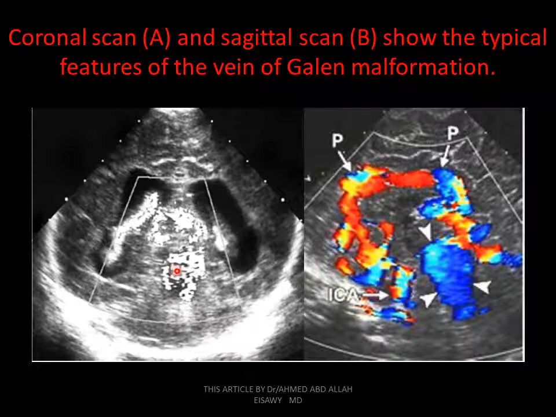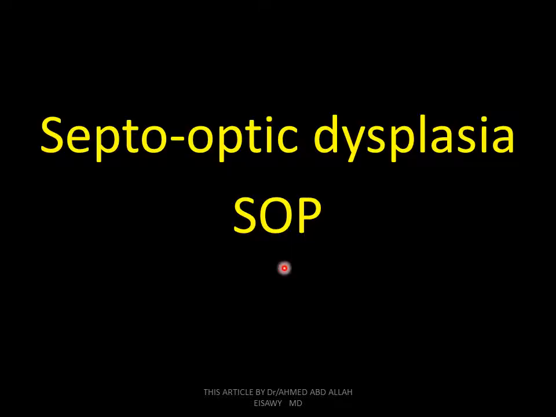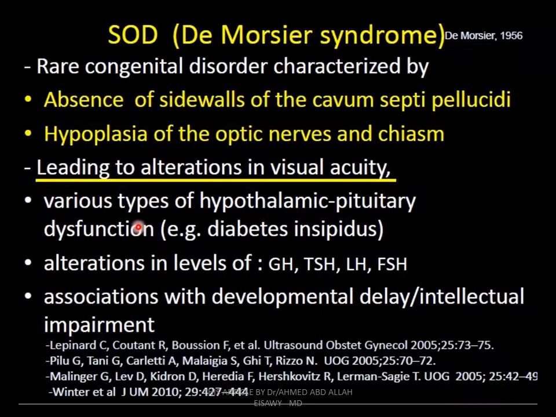Coronal and sagittal images show typical features of vein of Galen malformation. Septo-optic dysplasia, from its name: septo, septum pellucidum; optic, optic chiasma atrophy; septum pellucidum agenesis, septo-optic dysplasia.